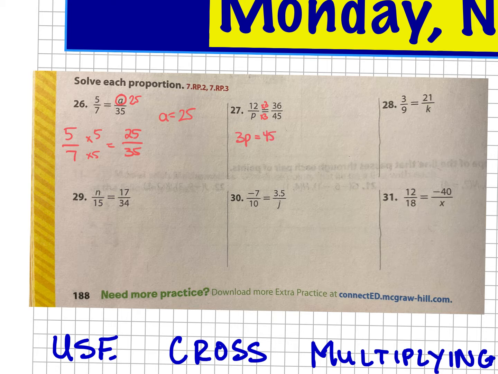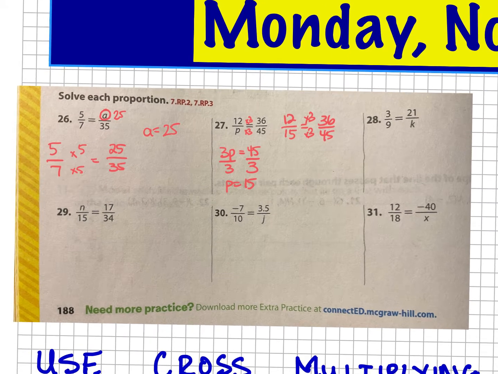We're trying to figure out what number times 3 is 45. So I could divide by 3. And p ends up being 15. So it was 12/15 equals 36/45. And that's right, because times 3 works, and times 3. Same number on the top and the bottom, and you keep the same value.